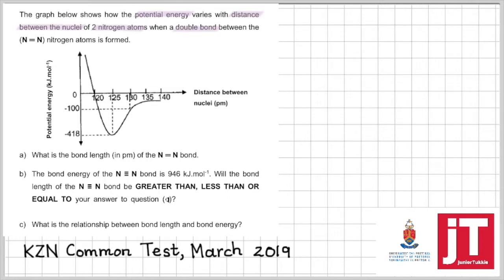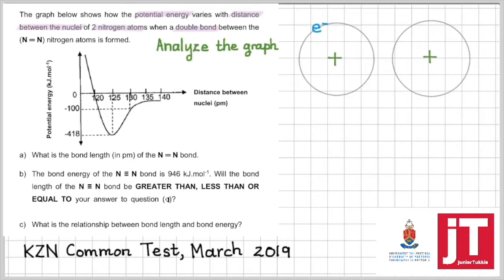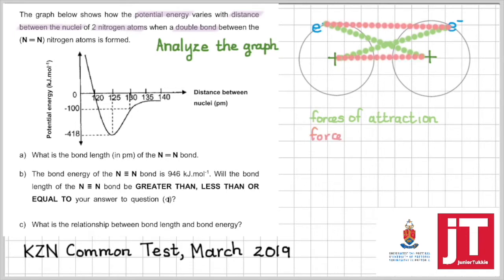So, I would like to remind you that when two atoms are brought close enough to each other, they experience forces of attraction. The electrons of the one atom are attracted to the protons of the other atom. But they also experience forces of repulsion because the electrons of the one atom are repelled by the electrons of the other atom, and the positive nuclei repel each other as well.